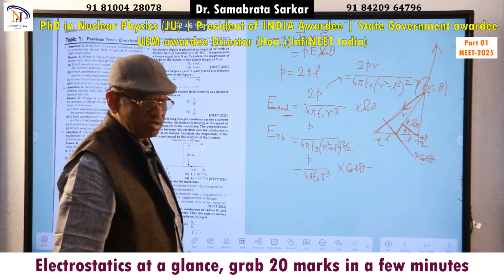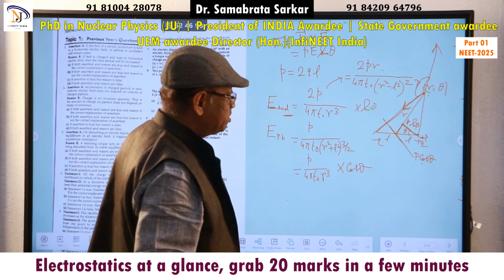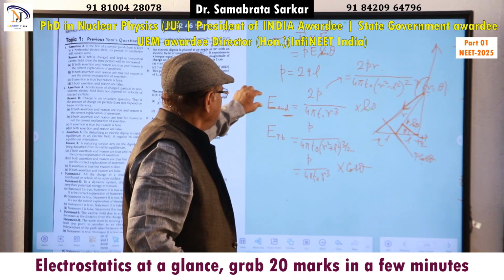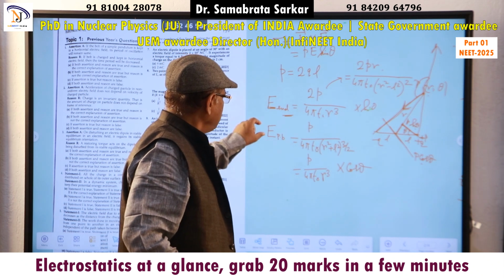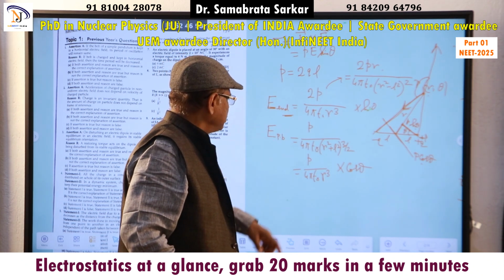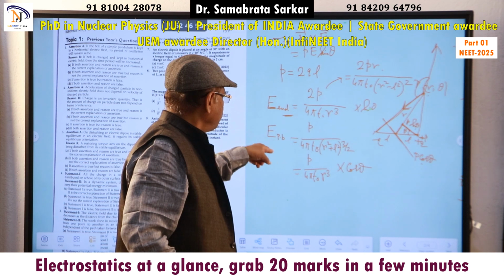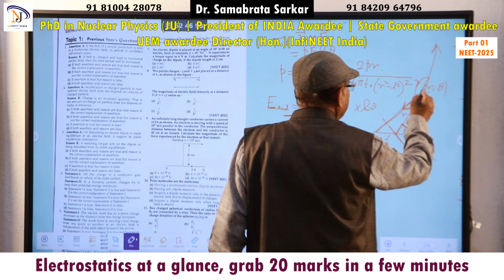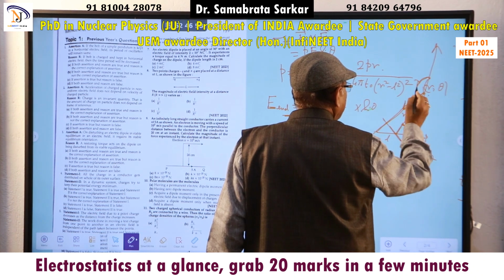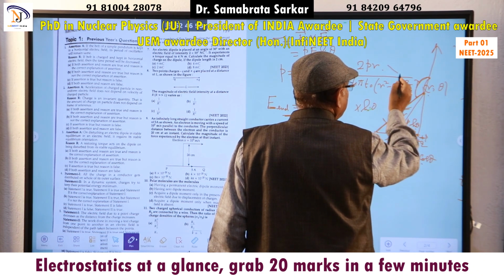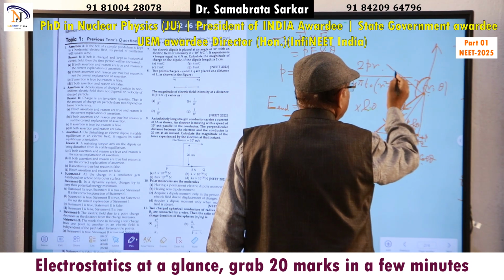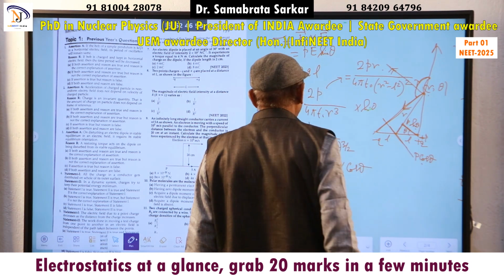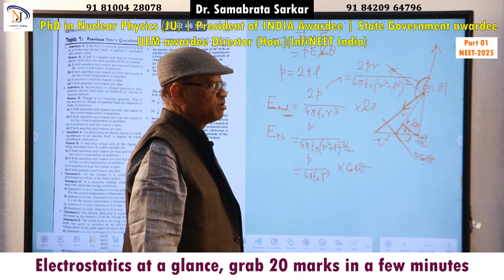Am I clear or not? Do follow me. Understood? Look, this is E end-on position, E perpendicular bisector position. So if you know this value and this one, then what will be the angle? This is the angle. And what will be the resultant? This is the resultant. How can you find the resultant? You tell me.